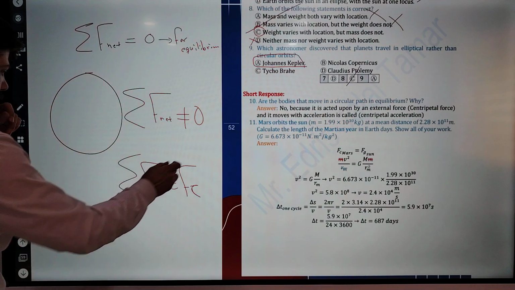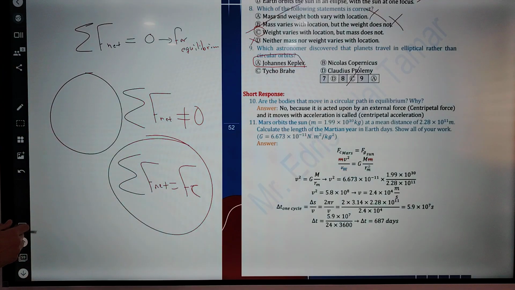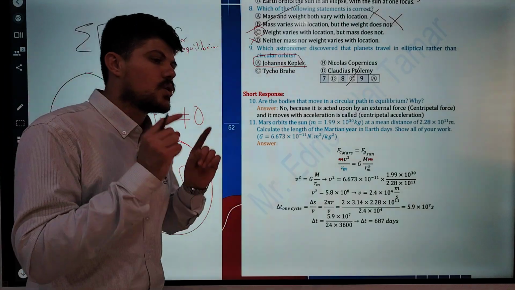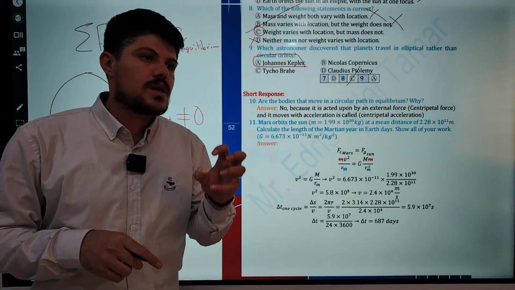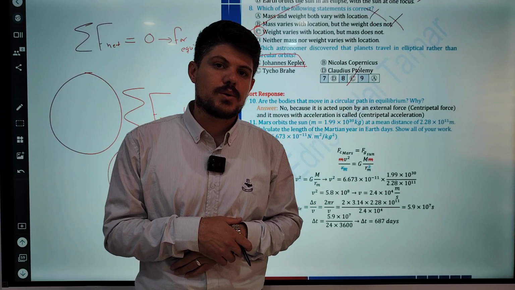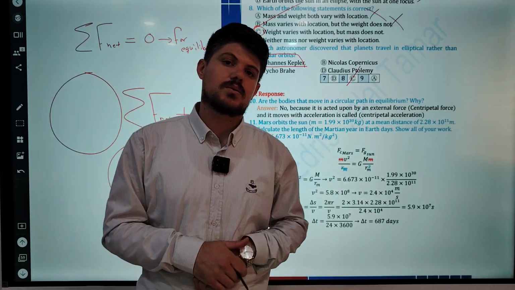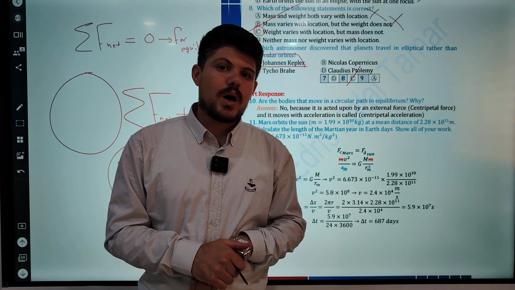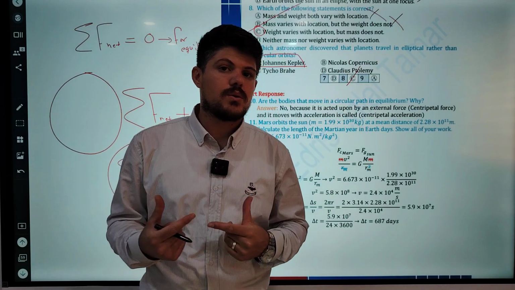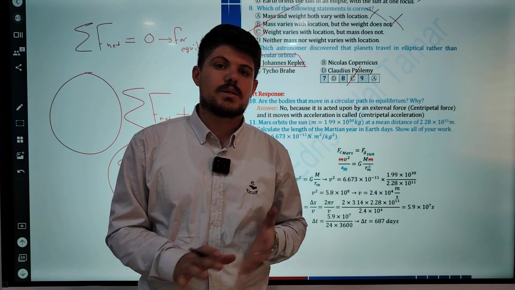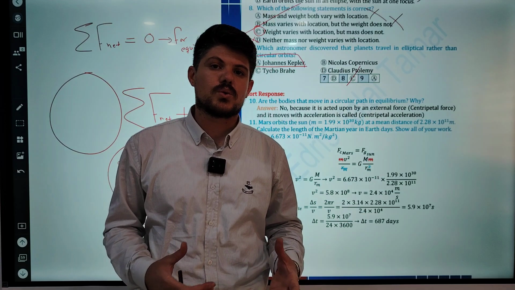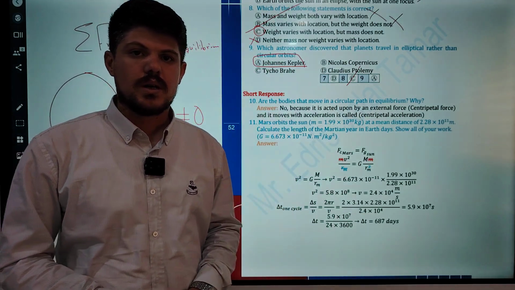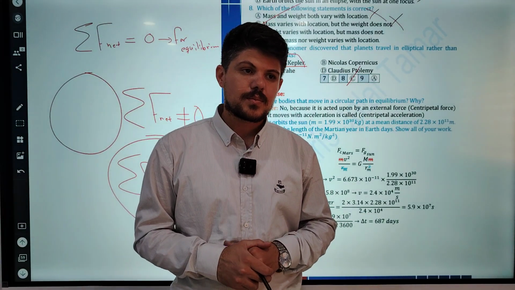The net force is equal to what? Fc. It means that when an object is moving in a circular path at constant speed, can we say this object has equilibrium? No. The object can never be in equilibrium in a circular motion. Why? Because net force in a circular motion can never be zero. Net force is equal to Fc, the centripetal force, for the circular motion.